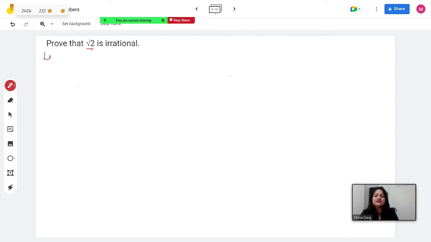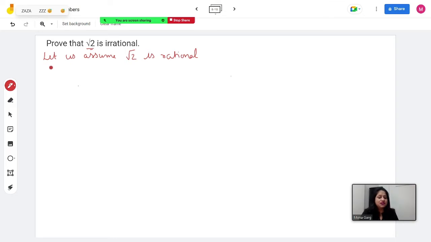Like we have to prove it is irrational, so let us assume root 2 is rational. Okay, so we are just taking the contradiction. We know it is not rational, but we are taking it as rational, and at the end we will prove that it is irrational. Now, do you know the definition of a rational number? Yes, a rational number is one which can be written in the form of p by q, where q, the denominator, can't be equal to 0, and at the same time p and q are co-prime.